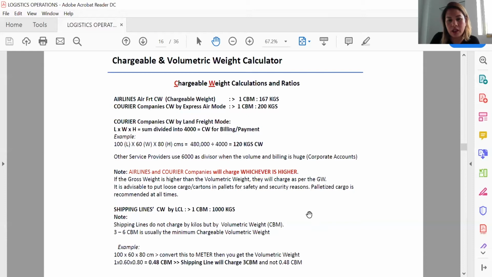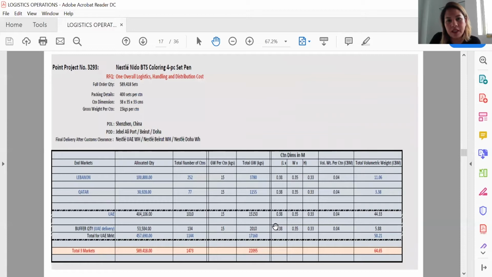So, okay. This is how you get the chargeable and volumetric weight. This is how you calculate it. I'm giving you an example of what I have recently. This is my project here. So I'm handling a Nestle account. I'm a procurement specialist, and I'm handling their promotional and marketing requirements.